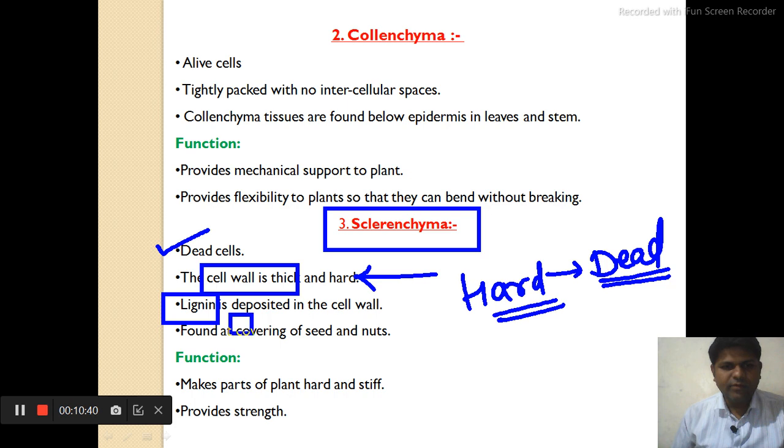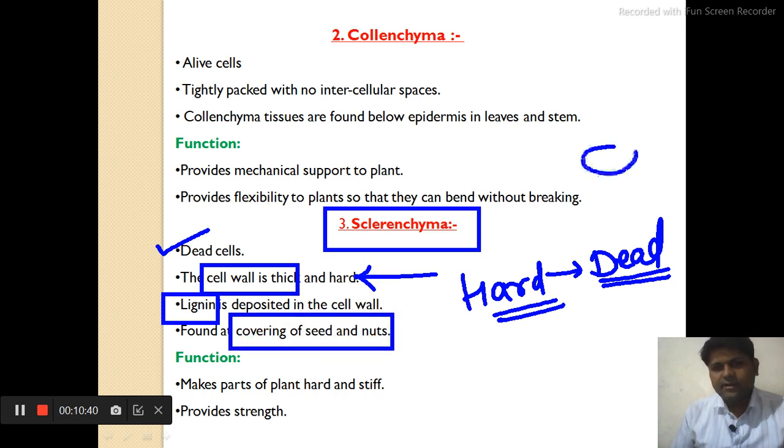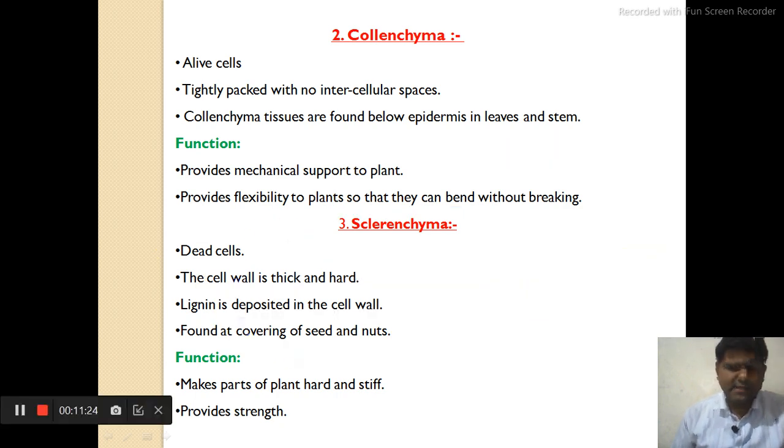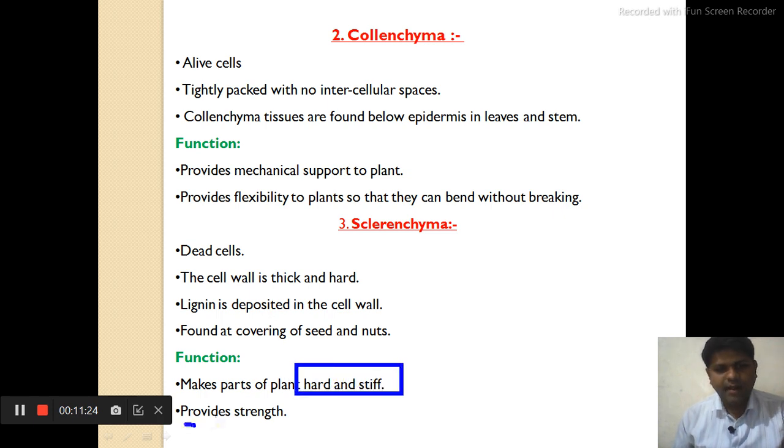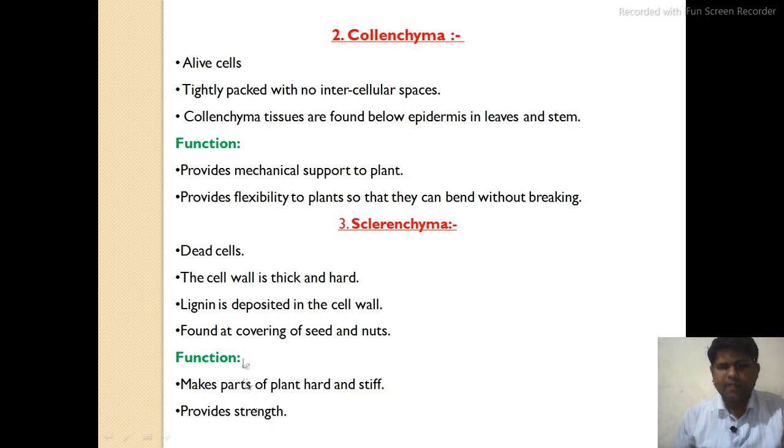So where do we find this hard material? On the covering of seed and nut. You would have seen the seed. The covering is generally very hard. Why is it hard? Because sclerenchyma tissues are present. So if the sclerenchymas are hard, what will be the function of sclerenchyma? Making the plant hard and stiff and providing strength to the plant, because they are hard in nature.